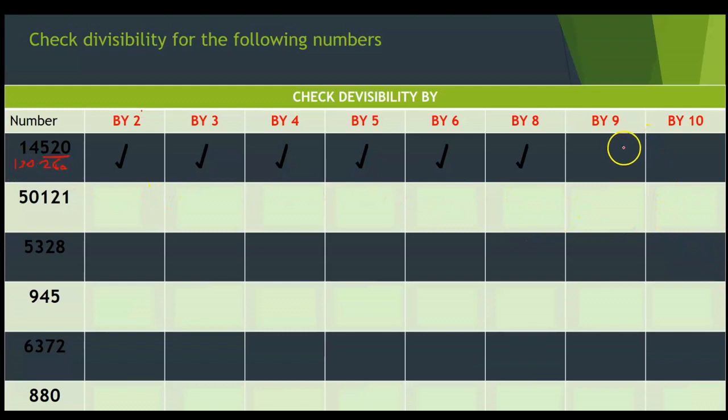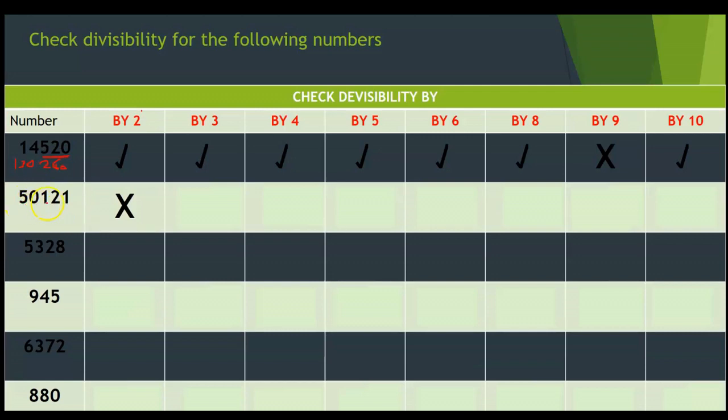What about divisibility by 9? If the sum of all the digits is a multiple of 9, then the number is a multiple of 9. Let's find the sum of all digits. 5 and 5, 10 and 2, 12. Is 12 a multiple of 9? No, then it will not be divisible by 9. What about 10? Is it divisible by 10? Of course, because it ends with 0.